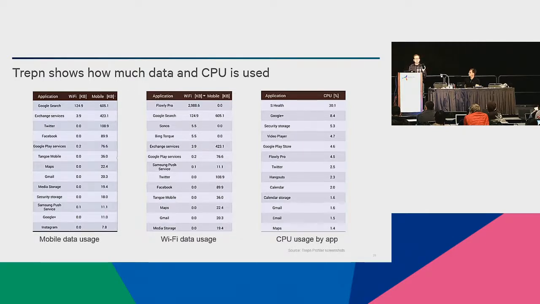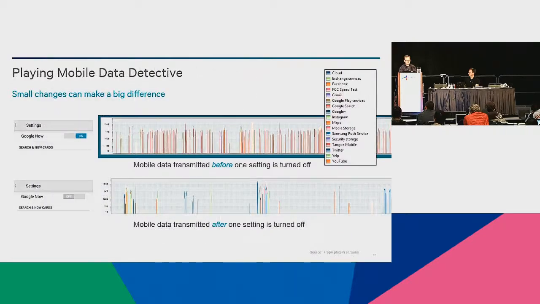And then CPU usage by app was also kind of surprising because you can see S-Health, which is a good app I really like. But when my phone's idle, I was surprised it was using 30% of the CPU. So interesting. And then I kind of zoomed into some of the data because I really wanted to see what happened. And I had a theory, well, if it says Google search is using a lot of data, I wonder what would happen if I turn off Google Now, which I did. And you can see the before and after.